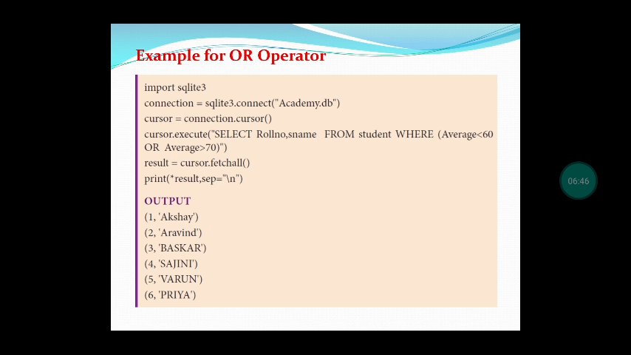Either this one or that one. So both will be displayed. We have displayed only the roll number and S name. So the 6 students got less than 60 or greater than 70. So we got the output, all the 6 students.